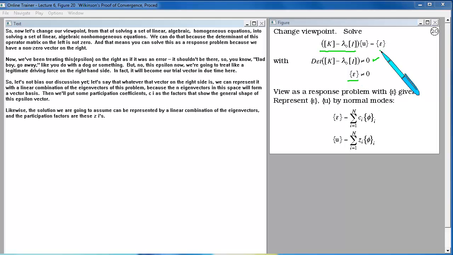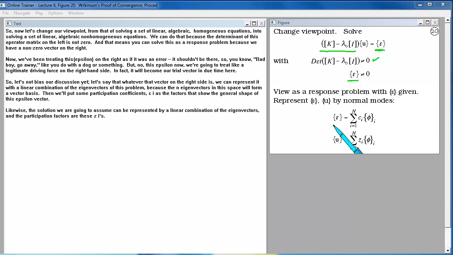Now, we've been treating this epsilon on the right as if it was an error, or it shouldn't be there, sort of, you know, bad boy, go away like you do with a dog or something. But no, this epsilon now we're going to treat like a legitimate driving force on the right-hand side. In fact, it will become our trial vector in due time here. So let's not bias our discussion yet.